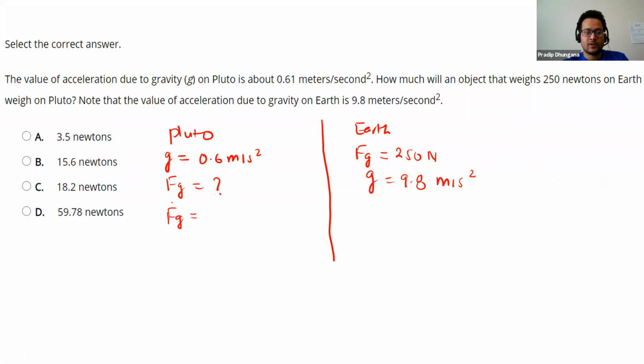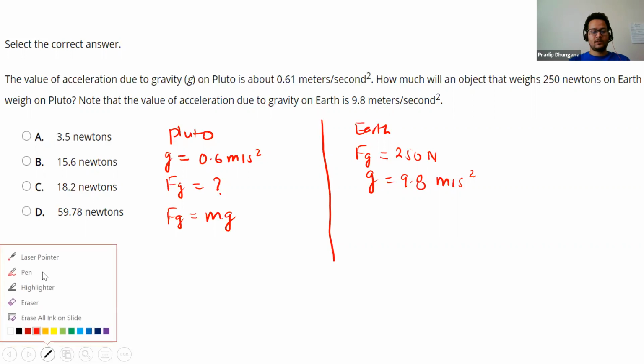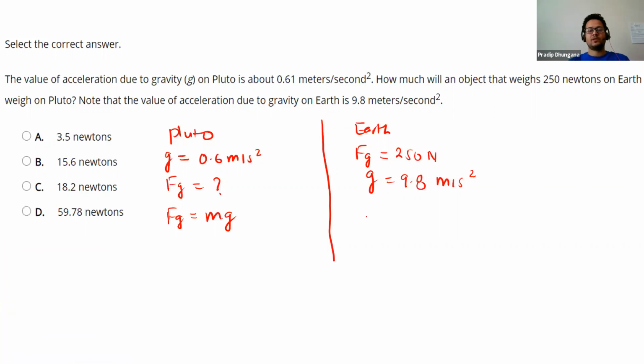The weight of the object is its mass times gravity on Pluto. But we don't know the value of the mass. So from the Earth system, we have to calculate the mass of the object, and the mass of the object is constant. Its value is the same on Earth as well as on Pluto. So let's calculate the mass of that object.